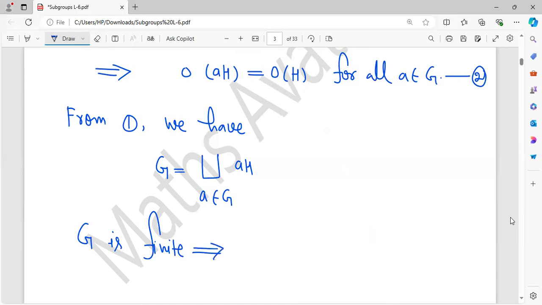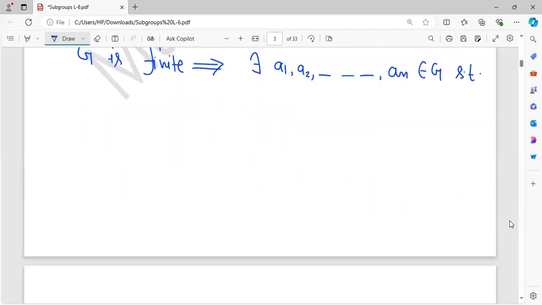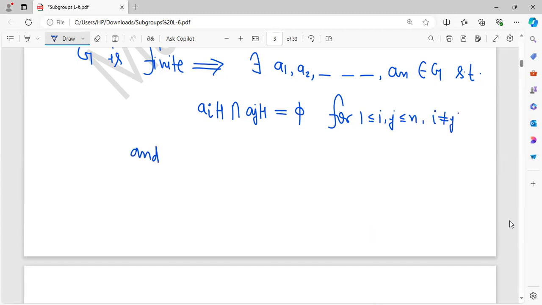So this implies there exist a1, a2, up to an belonging to G, because G is finite, such that aiH intersection ajH is equal to empty set for i not equal to j, and G is equal to the disjoint union, i goes from 1 to n, of aiH.